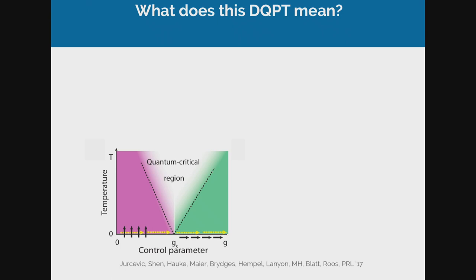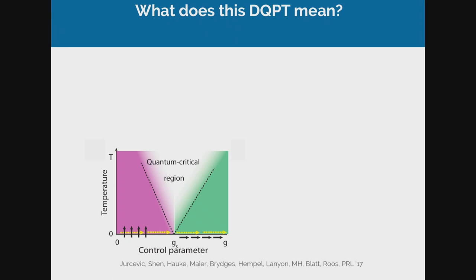A quantum phase transition is a transition which only happens in the ground state of a quantum many-body system. So here you can see a plot illustrating the properties of some system exhibiting a quantum phase transition. So you see temperature and some external control parameter g. The quantum phase transition occurs at zero temperature, in the ground state, that corresponds to the temperature zero axis. So it occurs down here.